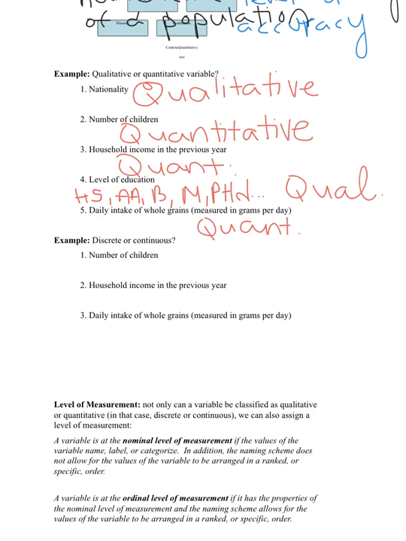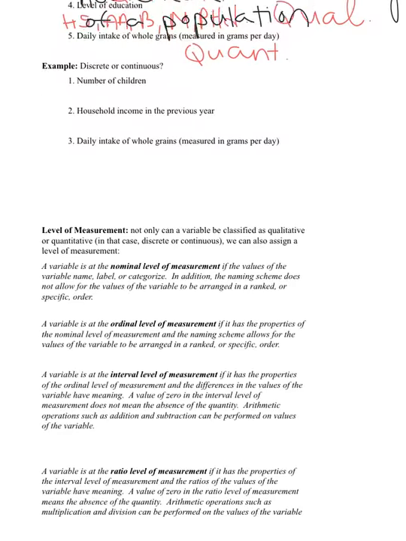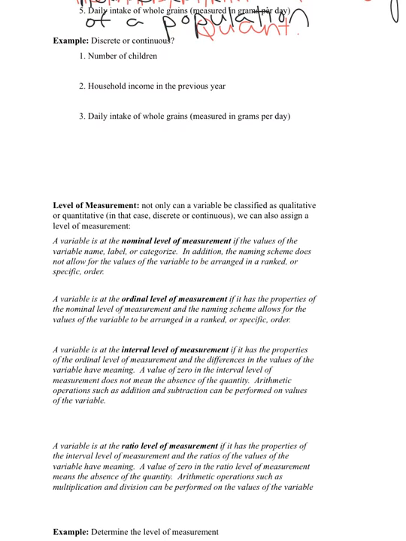All right. Let's take it a step further. Discrete or continuous? So again, take a moment, please pause it, see if you can answer these yourselves, and play it again when you're ready. Number of children, we count those. 0 children, 1 child, 2 children, etc. So that's discrete.